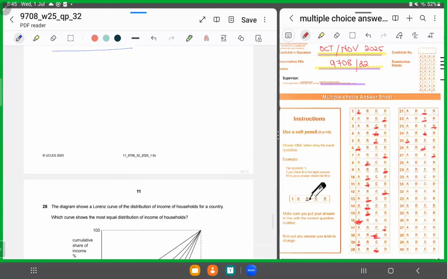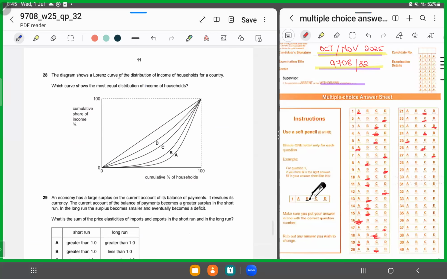Moving forward, 28. Question 28 displays a Lorenz curve of the distribution of income of households. It asks which curve out of A, B, C, and D would show the most equitable distribution of income for households. The key to solve this question is that the closer the line is to 45 degrees, the more equitable the distribution would be. Why? Because 45 degrees shows perfect equality. So if you look at the curves, which is closest to 45 degrees? It's D. So 28 will shade in D as the correct answer.